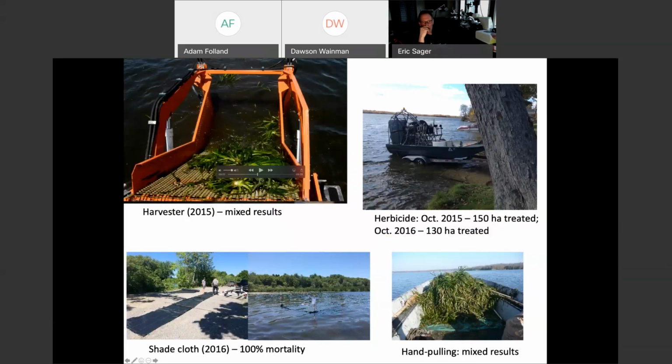So with respect to what was tried with water soldier, given that the goal is full site, full eradication, the harvester didn't work because it didn't scale. Shade cloth worked locally, but again, it didn't scale. Hand pulling creates a lot of mess, but again, it doesn't scale. So the only thing that scales in terms of large scale, hundreds of hectares, are chemical herbicides. And so that quickly became the path that was taken.